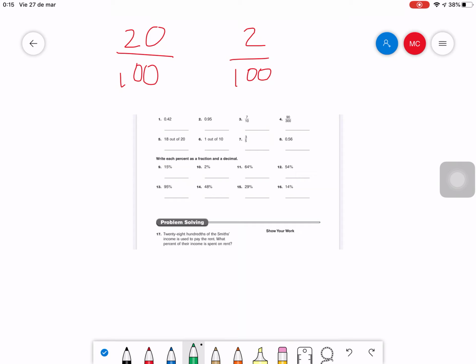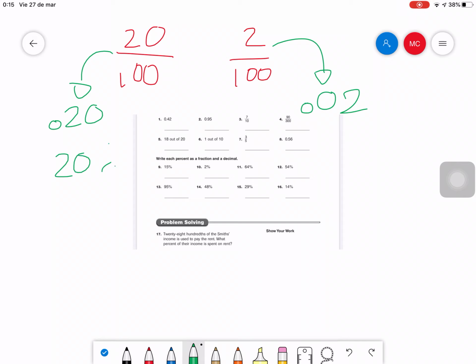If I tell you to convert this into a decimal, it will be 0.20. And if I tell you to convert this into a decimal, it will be 0.02. This is the exercise that you did yesterday, remember, right? So it will be 20% and 2%.